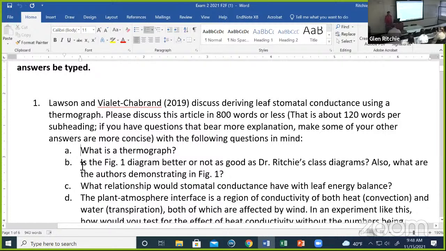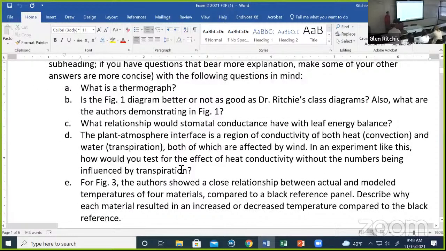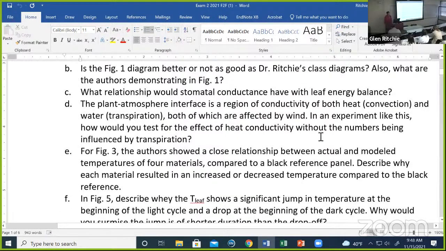Anyone on answer B who said that the figure 1 diagram was better than Dr. Ritchie's class diagrams automatically got an F on me? I'm joking. But you did a pretty good job of saying what it demonstrated, the relationship of stomatal conductance with leaf area index.